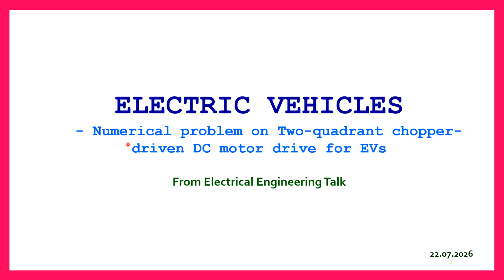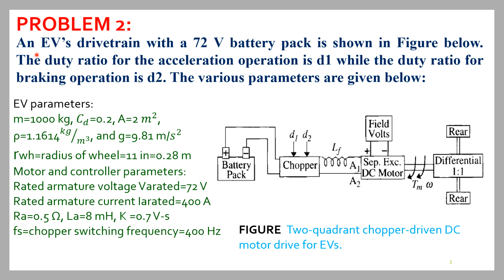The topic for today's discussion is a numerical problem on a two-quadrant chopper fed DC motor drive using electric vehicle applications. The problem is taken with a two-quadrant chopper. It is excited with 72 volts. The chopper has variable duty ratios D1 and D2. D1 is for switch 1, D2 is for switch 2, and the chopper configuration produces ripple in armature current.